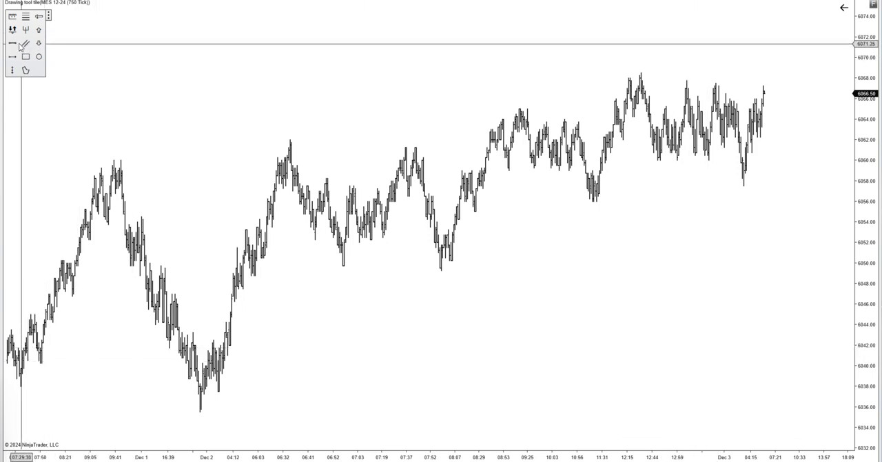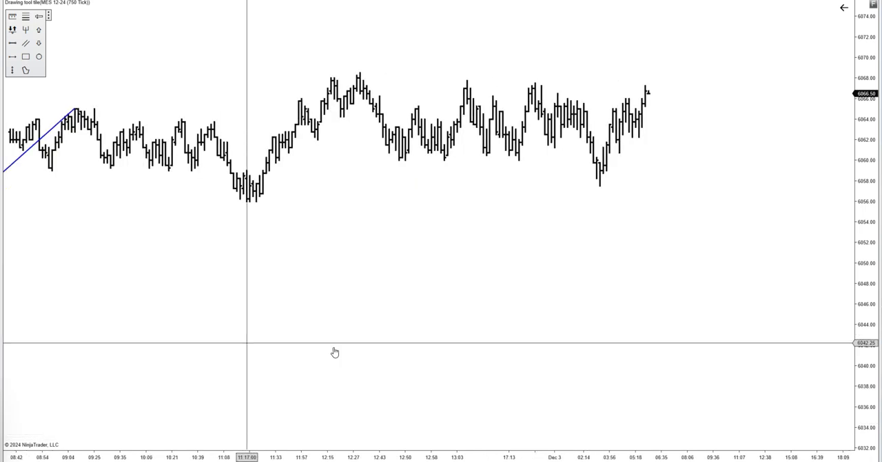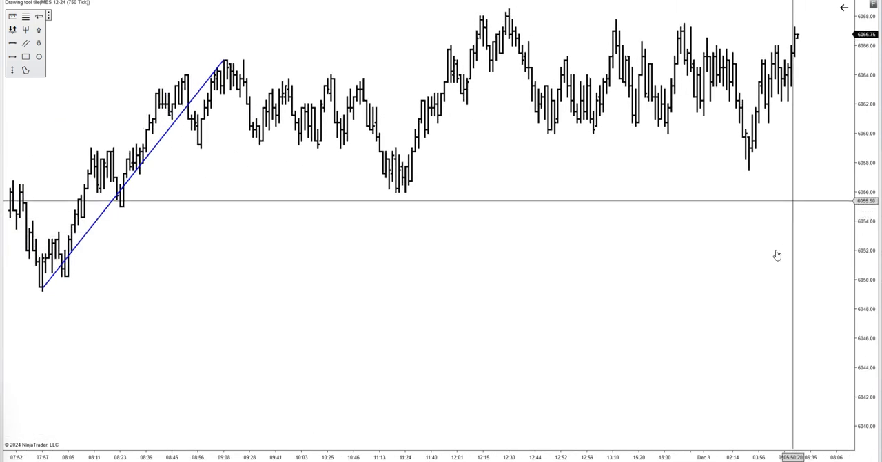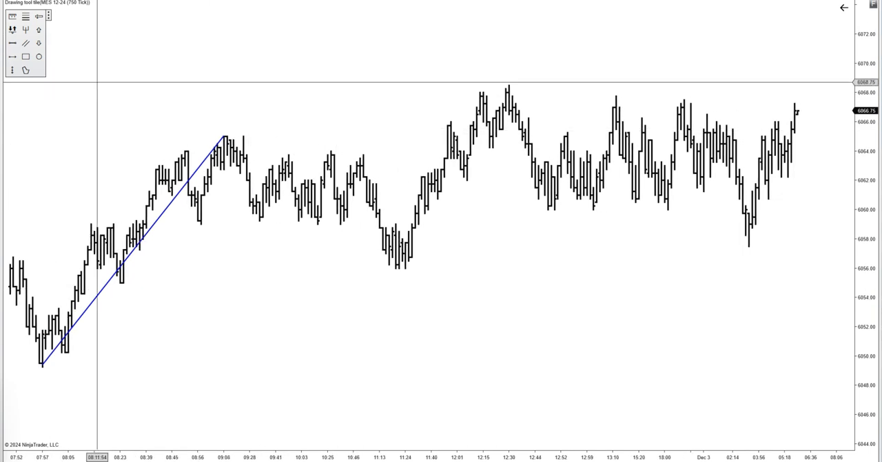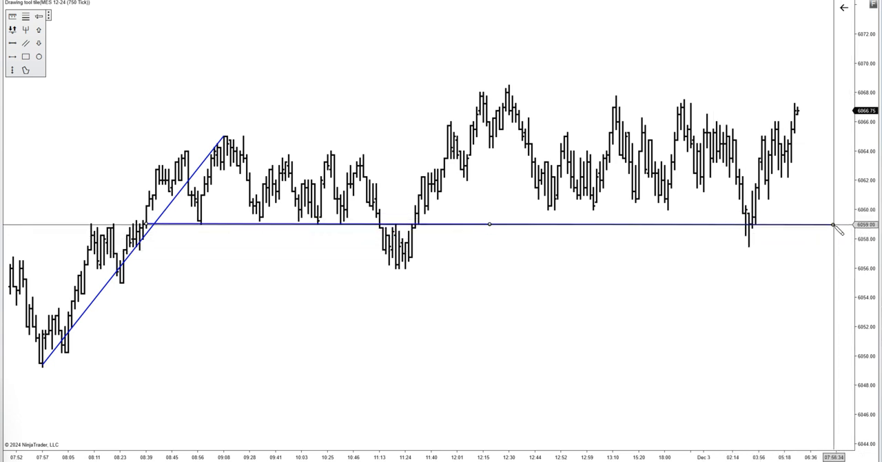So now what do I do? Well, I look for my impulse leg, right there. Market's going up. Okay, so that's what I'm trading today. This is what I'm looking for, right? And look at that. You can see it, right? Everyone sees it. Look at that shelf. Come on.